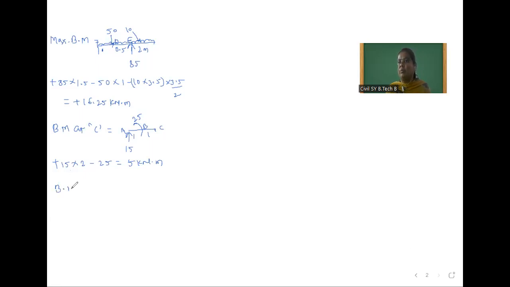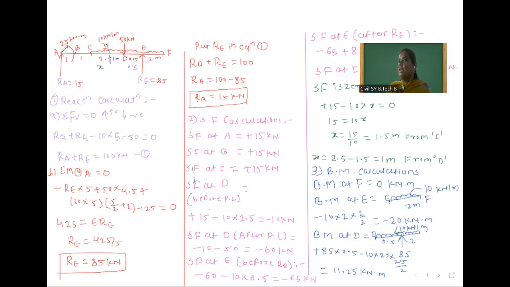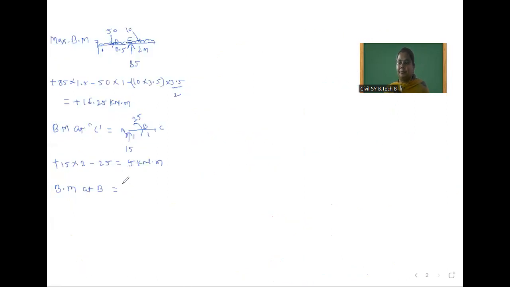Next, bending moment at B. But you observe here at B, before and after the couple, 2 points are there. So first we will calculate with couple.